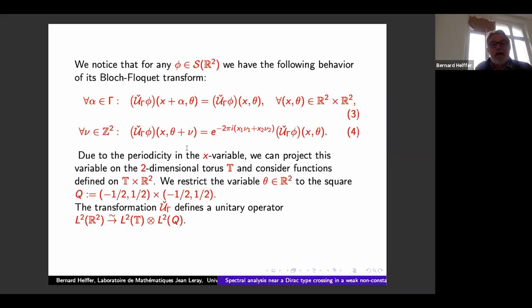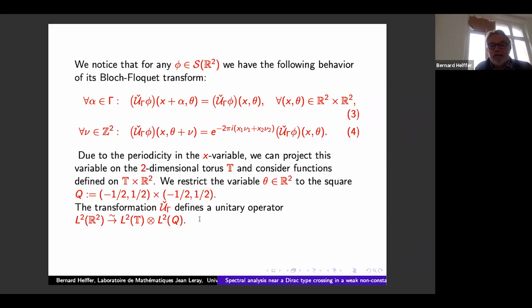And so according to this property, in the x variable you can reduce to a two-dimensional torus, and for theta, you can also reduce to a square after some normalization. So we consider now that Ǔ_Γ defines a unitary operator from L2 of R2 into L2 of T2 times L2 of Q.